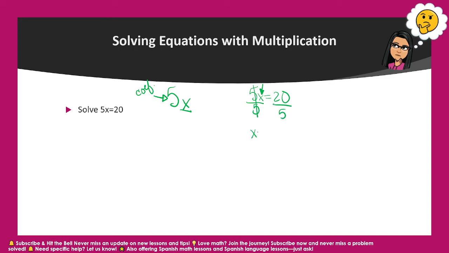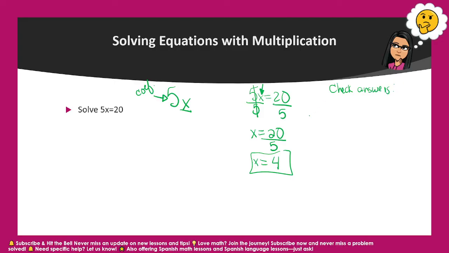Okay, so x equals 20 divided by 5. And 20 divided by 5 is 4. So here I already solved my equation. Then the next step is to check our answers. Remember to check your answer. That is very important.